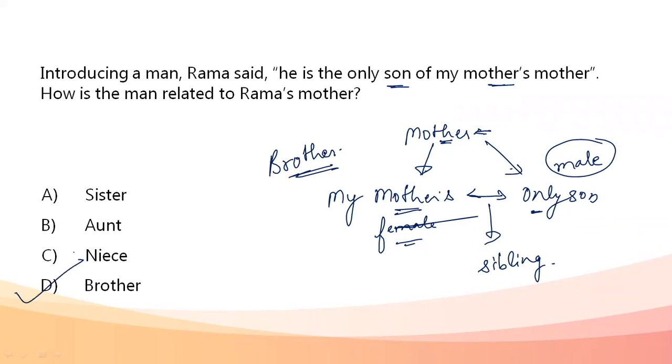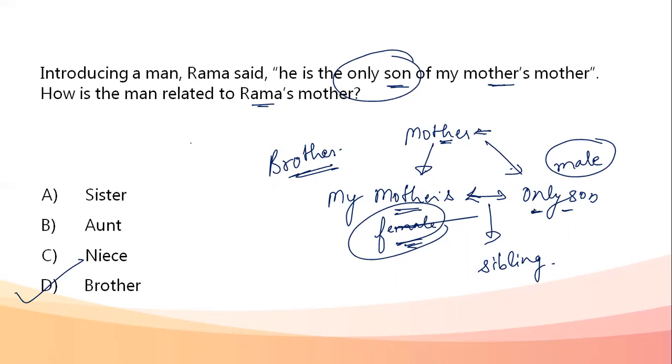These two people, they become siblings. The mother is having only one male child. That male child is, as mentioned in the question, the only son of my mother's mother. The other person, my mother, is the female child. These two become siblings. So this man is Rama's mother's brother. Answer is option D.